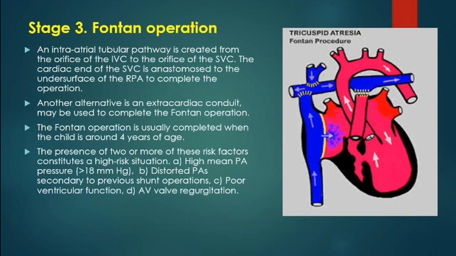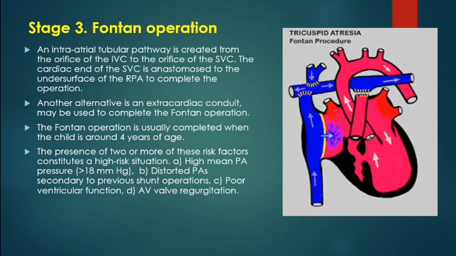The third stage is the Fontan operation. The original Fontan operation was an intra-atrial tube connecting the inferior vena cava and the superior vena cava, and the distal end of the superior vena cava is finally anastomosed to the outer surface of the RPA in front of the old connection in the Glenn. Another alternative nowadays is an extracardiac conduit connecting the inferior vena cava directly to the right pulmonary artery.